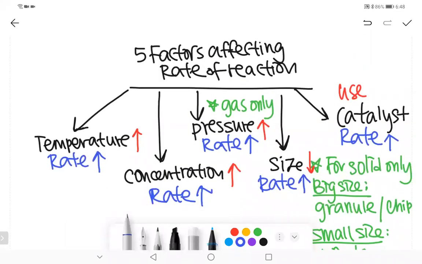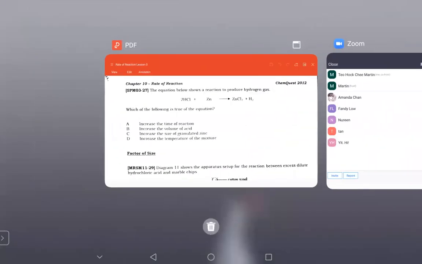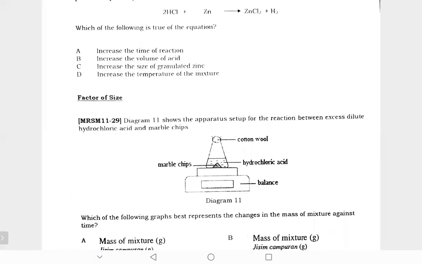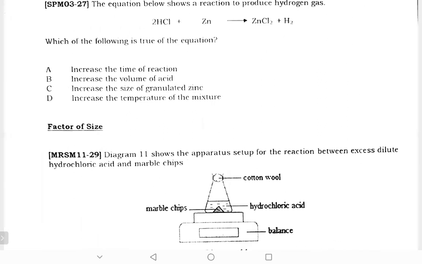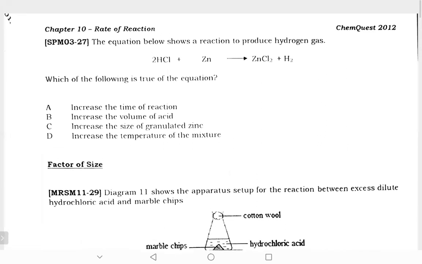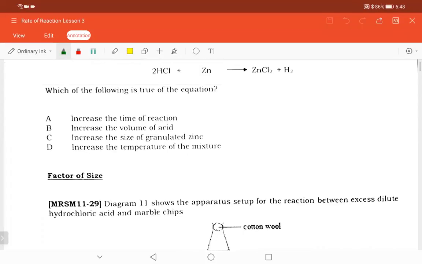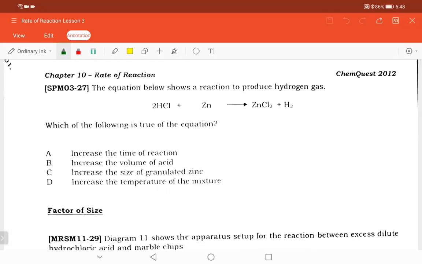Everyone, bring out your exercise booklet. If you don't have it, you can look at the soft copy here. We will discuss a few questions together.